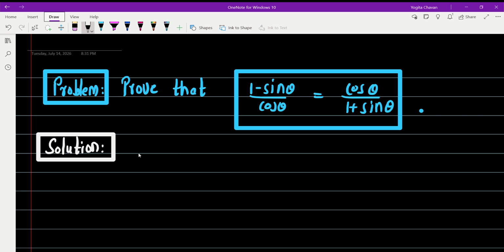Let's prove (1 − sin θ) / cos θ = cos θ / (1 + sin θ). So here, left hand side, LHS, is equal to (1 − sin θ) upon cos θ. Now multiply and divide this term by 1 + sin θ.